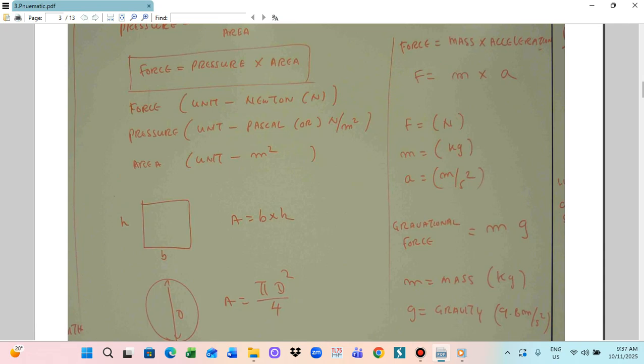So gravitational force is mass multiplied by gravity. In this case, m is equal to mass, in kilograms, and g is the gravity, which is 9.8 meters per second squared. So this is the gravitational force, and this is how we can calculate the force. This is the measurement of the force.